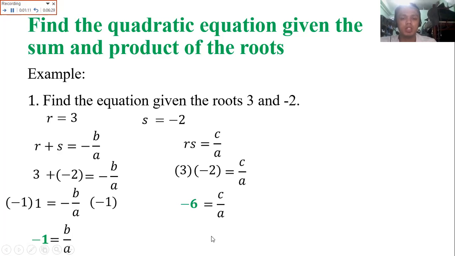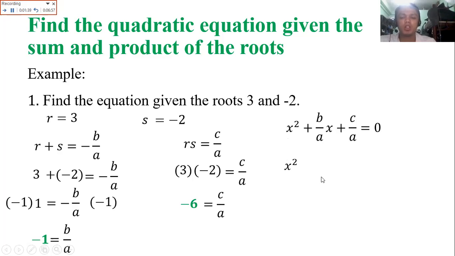That is negative 6. Okay, then gagamitin na natin itong modified standard form. Actually, dapat yung a nandito yan, way back doon sa pag-arrange ng terms in a standard form of quadratic equation. Pero ang ginawa natin, dinivide natin each term by a para mapunta si a dito, para makuha natin yung sum at saka yung product.